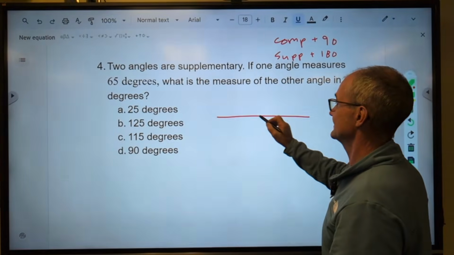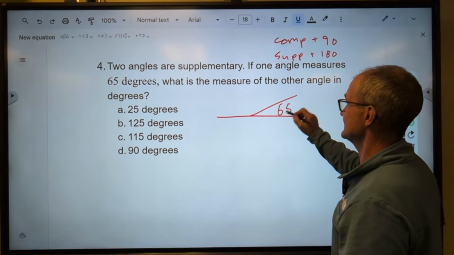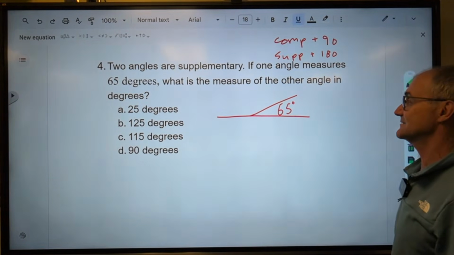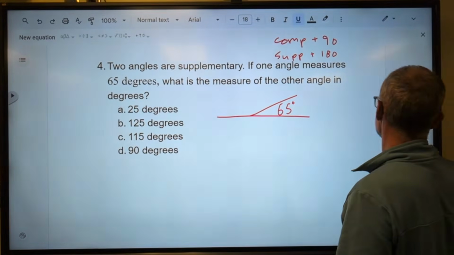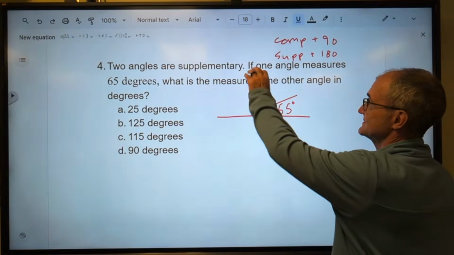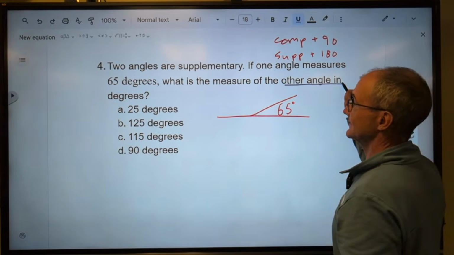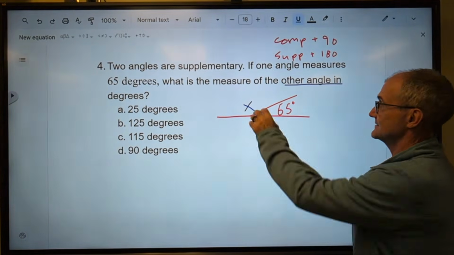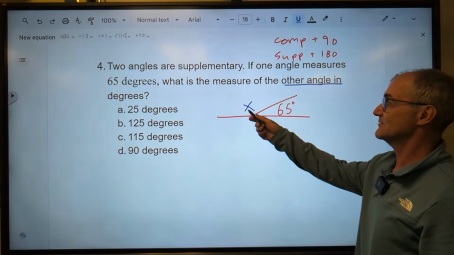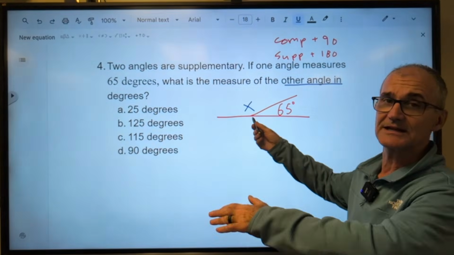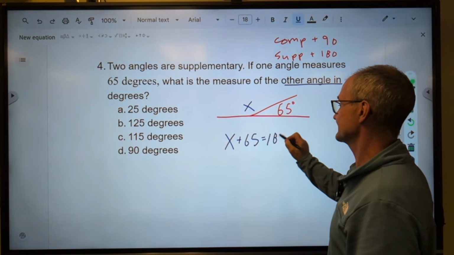So I'm going to convert sentence to picture. If one angle measures 65 degrees, that little dot right there is for degrees, 360 degrees in a circle. What is the measure of the other angle? So again, I've gone from sentence to picture. Then I am looking for, what am I looking for? What is the other angle? Sentence to picture, identify what I'm looking for, picture to equation. Well, I know this is a straight angle, meaning x plus 65 has to equal 180.